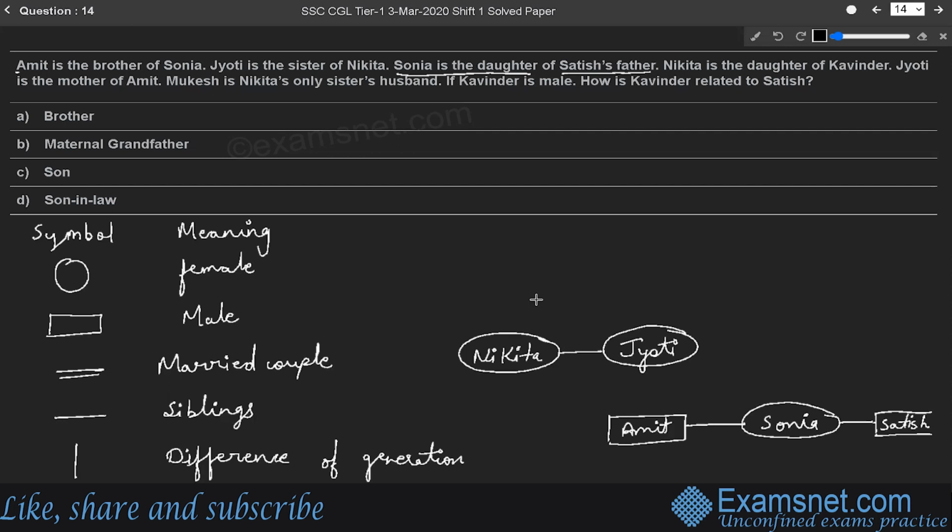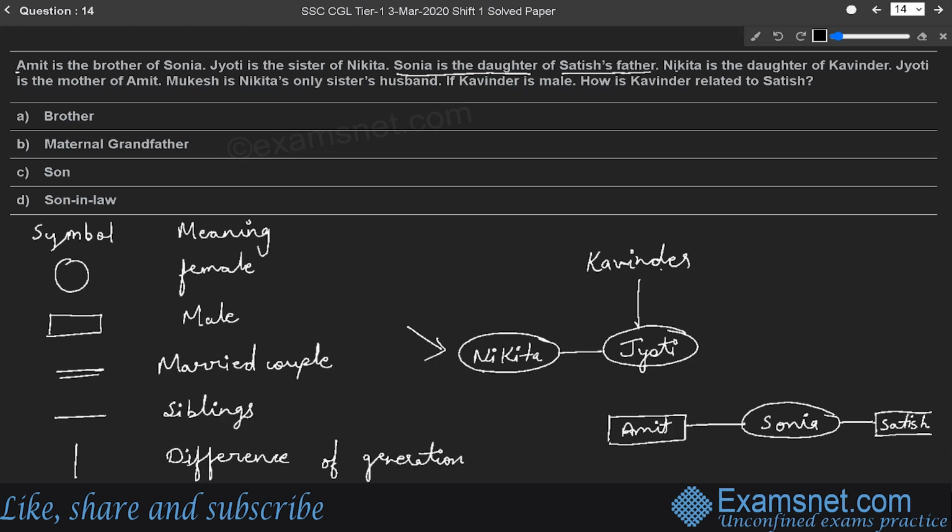All right. Next is: Nikita is the daughter of Kavinder. Now Nikita is present here, and we know that Nikita and Jyoti are sisters. So if Nikita is the daughter of Kavinder, then Jyoti is also the daughter of Kavinder because both of them are sisters. Now, to represent this relationship, we will use a vertical line because it denotes a difference of a generation. So here it will be Kavinder.